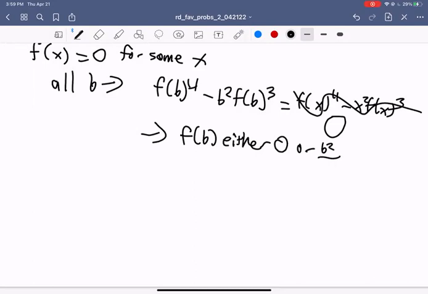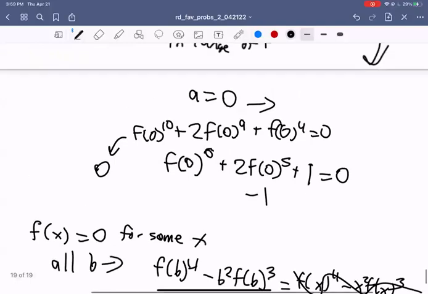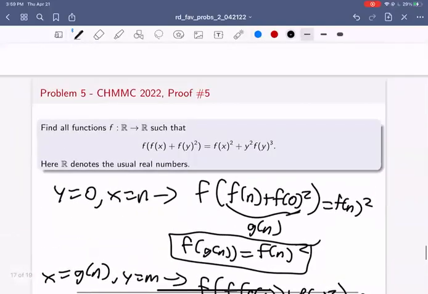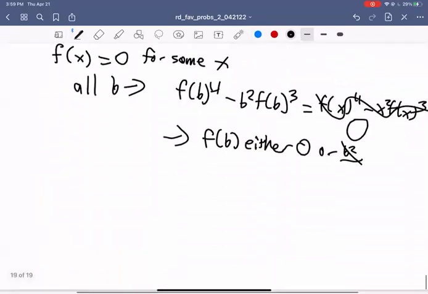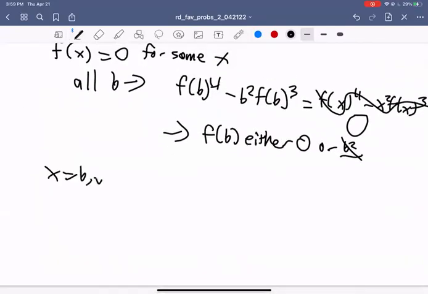And we want to show that f(b) cannot be b^2. And to show that, we can now return to the problem statement. We can substitute x equals b, y equals b in the problem statement.